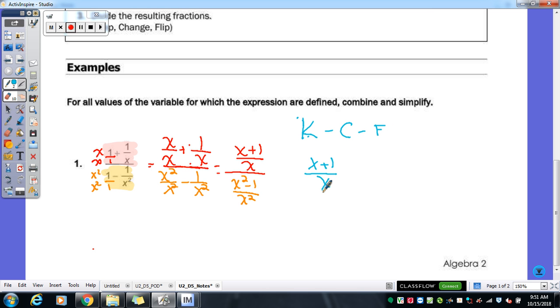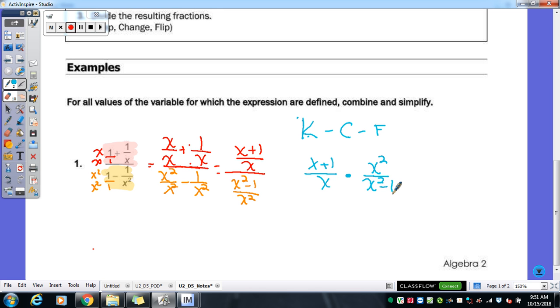So my first fraction stays as x plus 1 over x. Top stays the way it is. So instead of divided by, we're going to change it to multiply. And then we flip our second fraction. So now it's x squared over x squared minus 1.